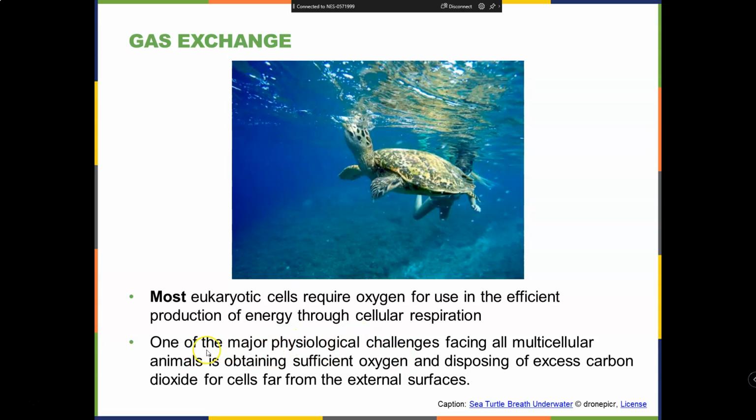And as we say right here, a major challenge for a big multicellular organism like the sea turtle right here is successfully getting oxygen and nutrients to the deep tissues scattered all around in its body.